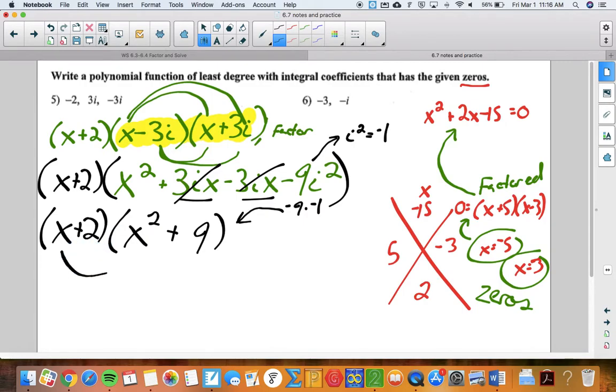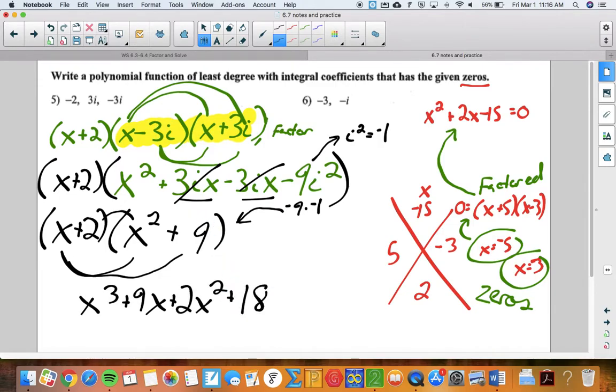So now we do some FOILing. We get x to the third, we get 9x, we get 2x squared, and we get 18. However, to write this in standard form, realize that these two terms need to get switched around. The x squared should come first before the 9x. So we have 2x squared and then 9x plus 18. Of course, I didn't say it, but there's the x to the third in front, right?